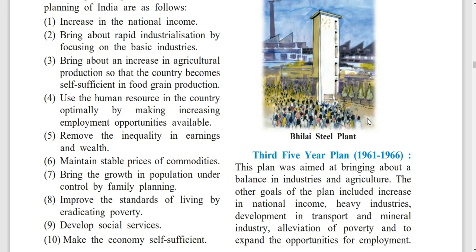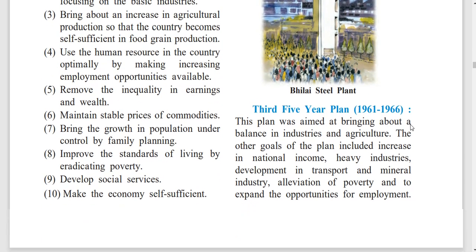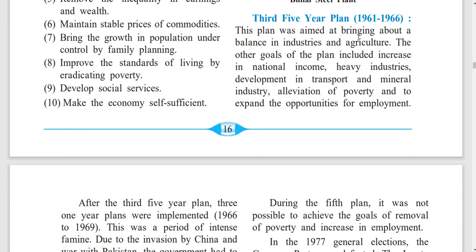Bhilai steel plant photograph. Third five year plan, 1961 to 1966. This plan was aimed at bringing about a balance in industries and agriculture. The other goals of the plan included increase in national income, heavy industries, development in transport and mineral industry, alleviation of poverty, and to expand the opportunities for employment.